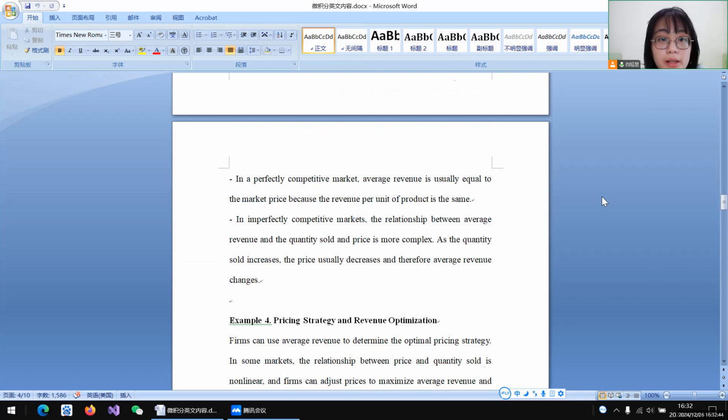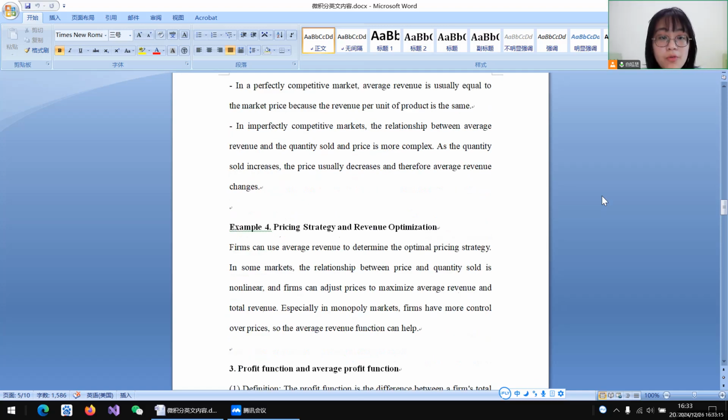In a perfectly competitive market, average revenue is usually equal to the market price because the revenue per unit of product is the same. In imperfectly competitive markets, the relationship between average revenue and the quantity sold and price is more complex. As the quantity sold increases, the price usually decreases, and therefore average revenue changes.